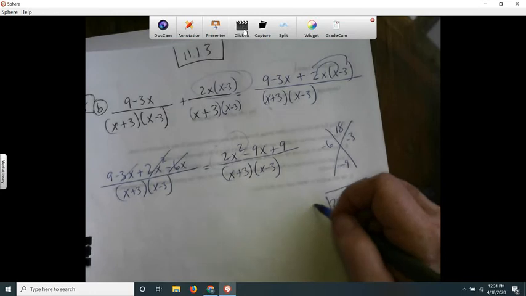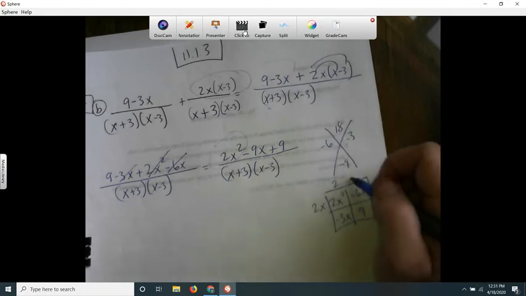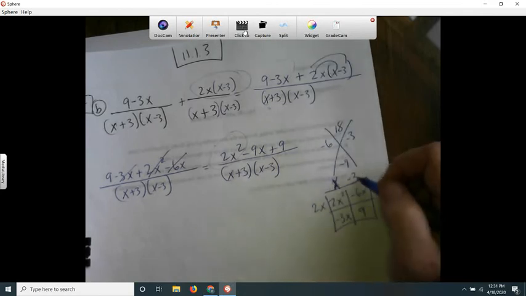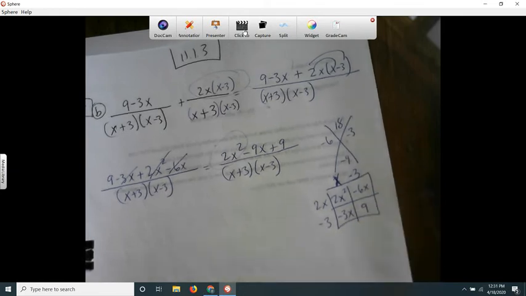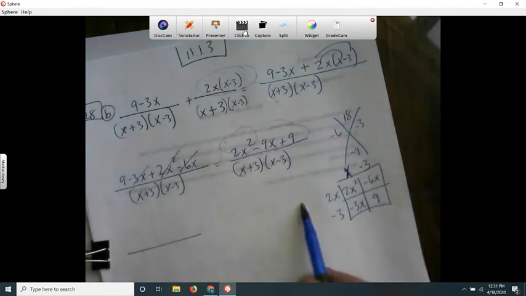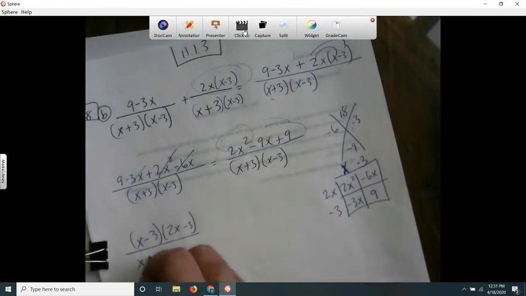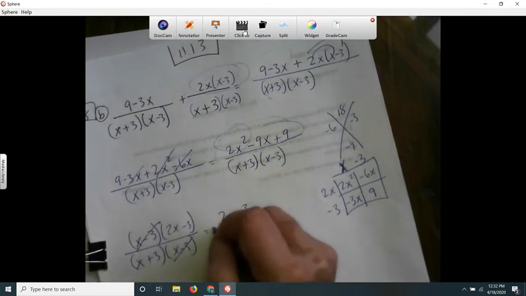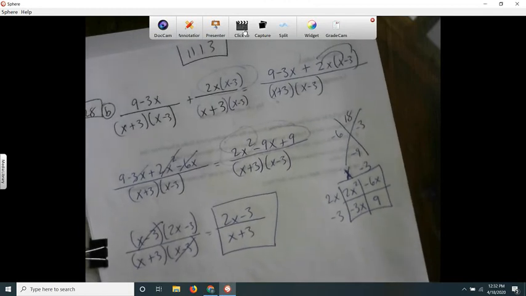I want my 2 over on this side because I have to figure out 2 times something has to equal negative 6. So that'd be, oh, what am I doing? There's an x. So I got an x minus 3, and then x times negative 3. Okay, so that works. So what I ended up with for this numerator, after it's been factored, it turns out to be x minus 3 times 2x minus 3. And then my denominator was x plus 3 times x minus 3. And then these cancel out, and I end up with 2x minus 3 over x plus 3. That's the answer to 11-28, letter B.